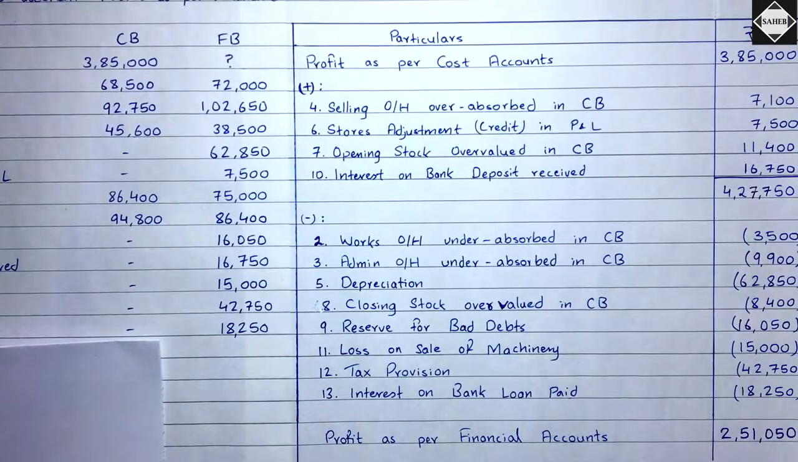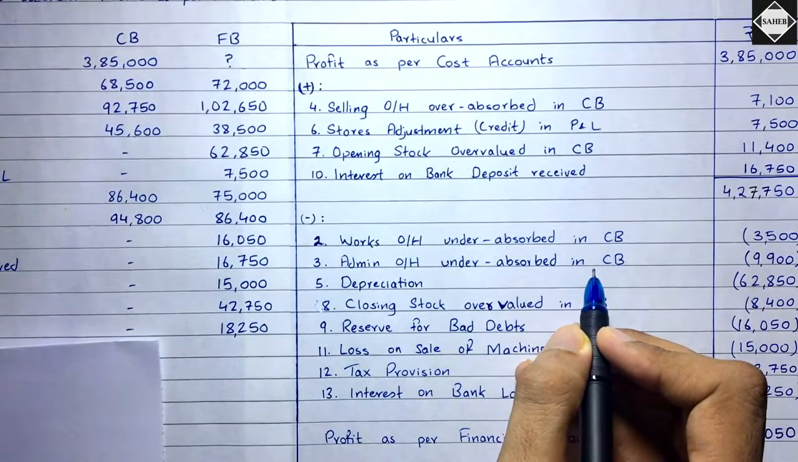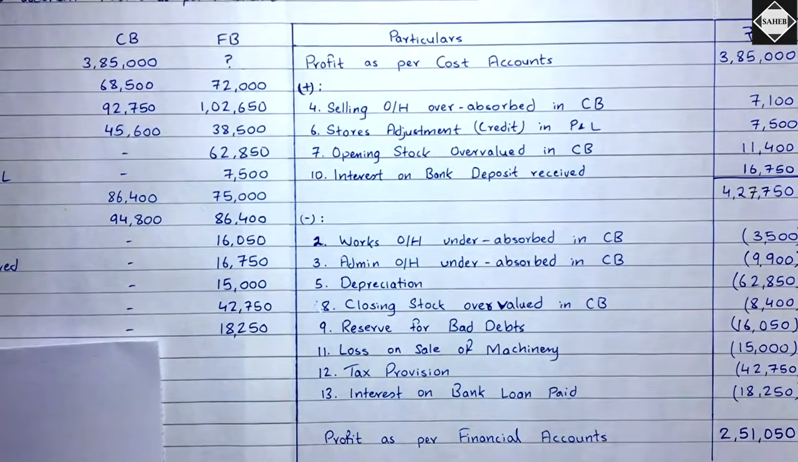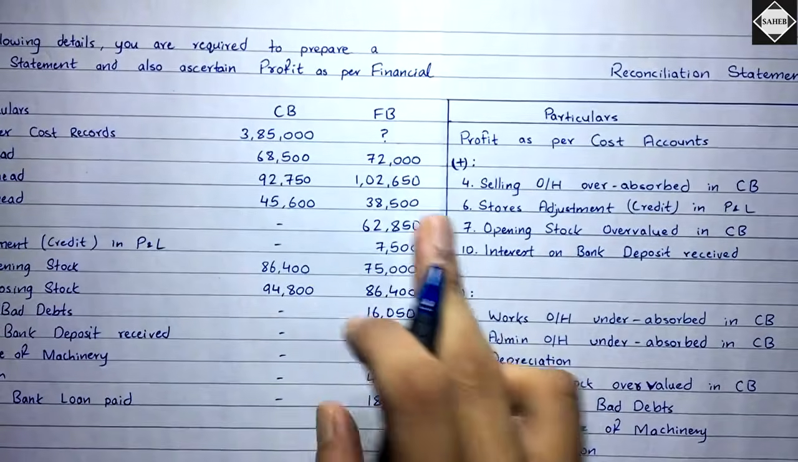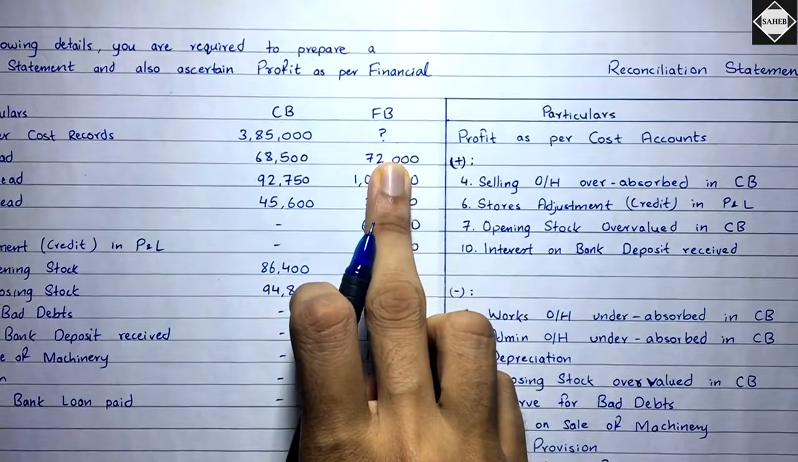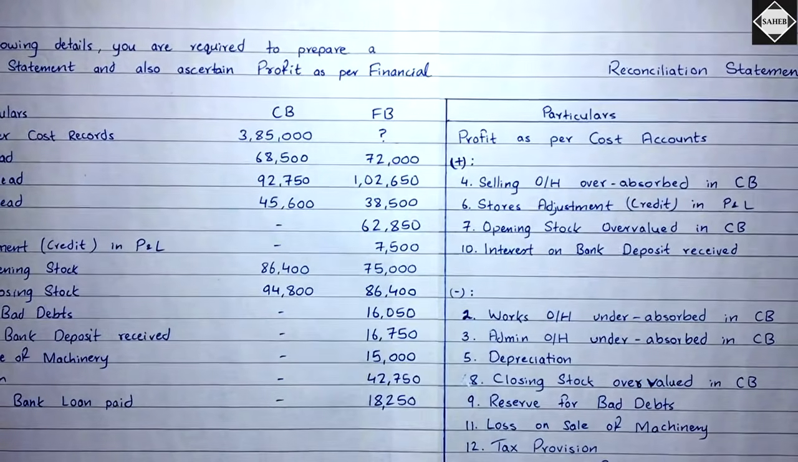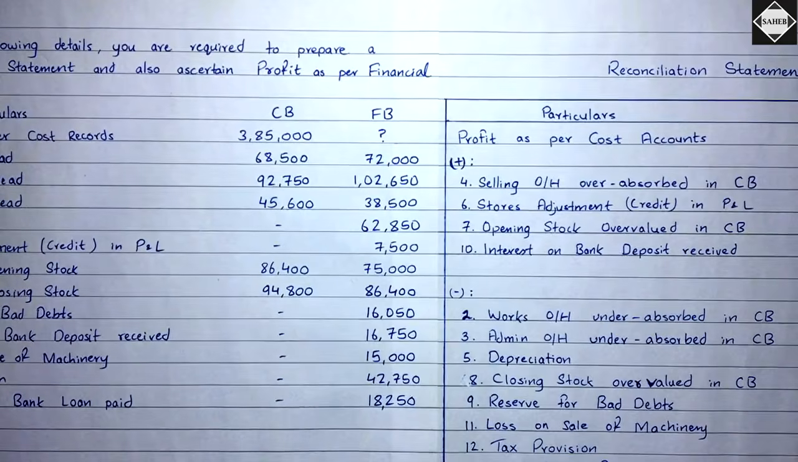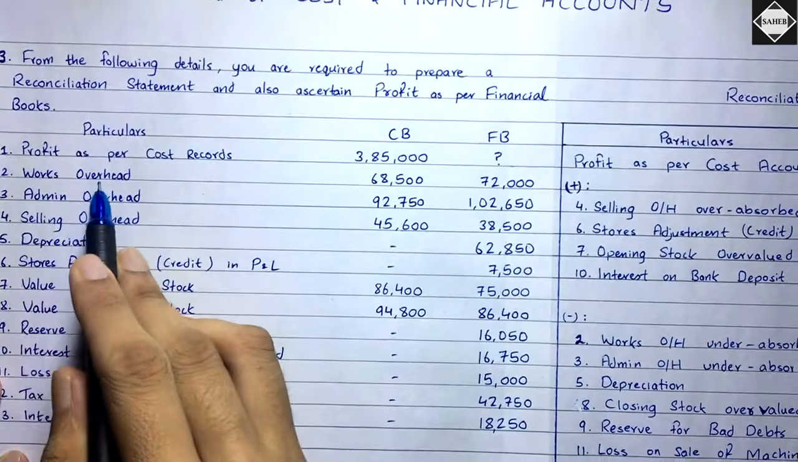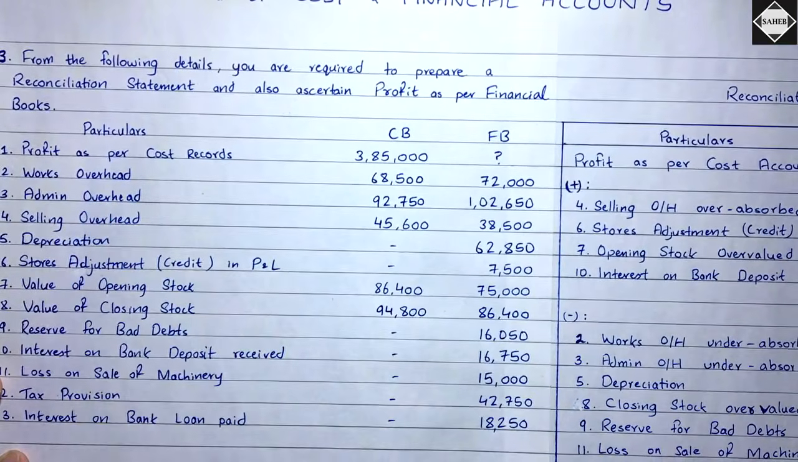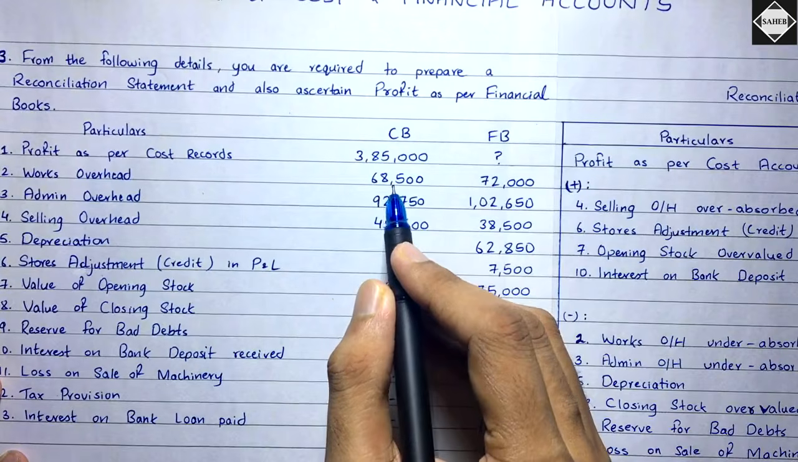Now you would be wondering why I am writing this as under absorbed in costing books. See, it's very simple. In financial books, you record everything on a historical basis, whatever has actually happened. But in the costing books, you do estimation, absorption and all that. So works overhead and all these are estimated beforehand itself. They are absorbed. So what you have to do is write that down.